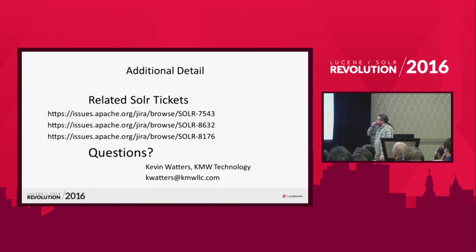So these are the tickets that were related to the Graph Query. The original one was 7543. There was a performance optimization that went in, I think that was 8632. And then I posted the patch for the distributed traversal, more or less as an example for people to look at, on the last ticket there. I talked through that a little bit fast.